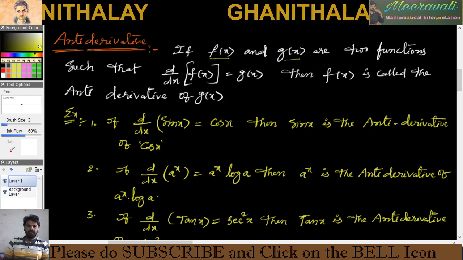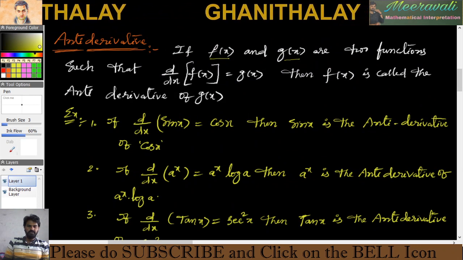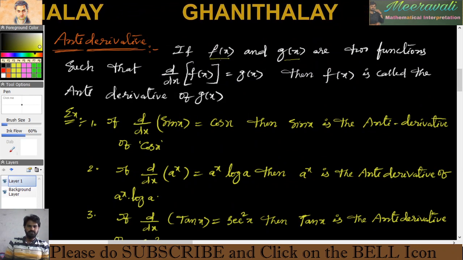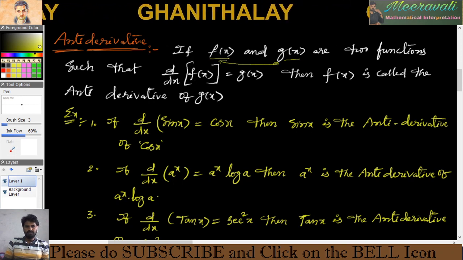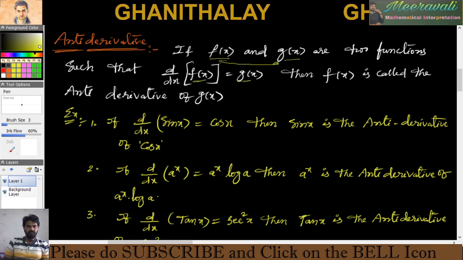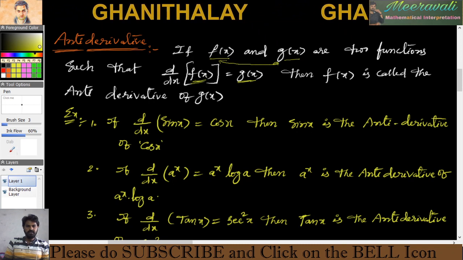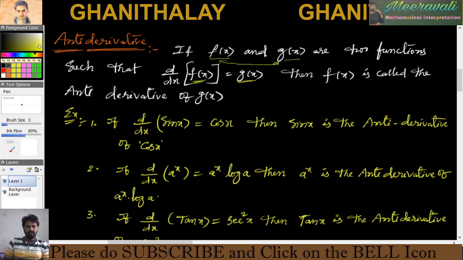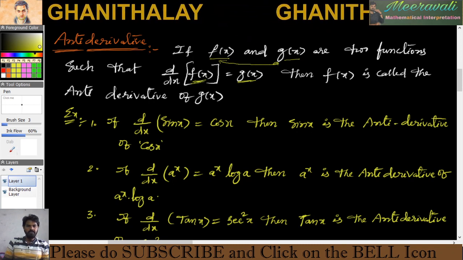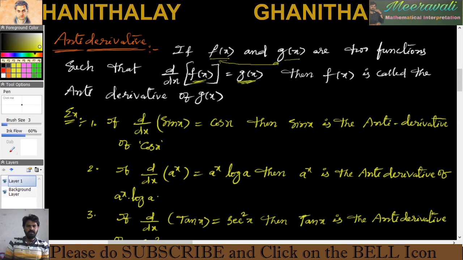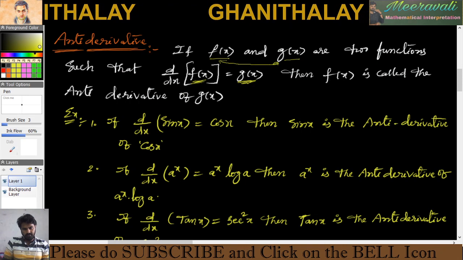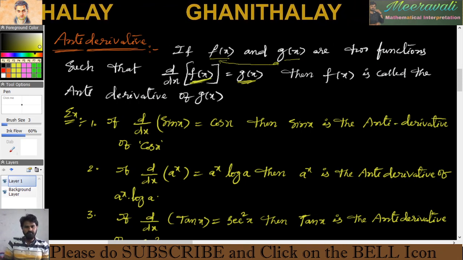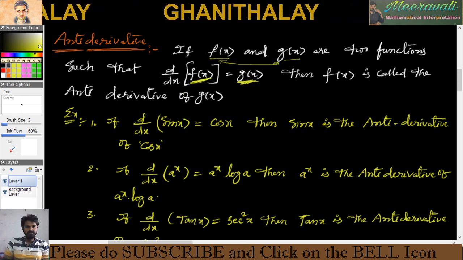So if the derivative of one function gives g of x, here we have taken two functions, f of x and g of x. Taking these two functions, if we differentiate one, we get the other function. The function that we differentiated is the antiderivative of the obtained function. Okay, here derivative of f of x is called the g of x. Then we say that f of x is the antiderivative of g of x.